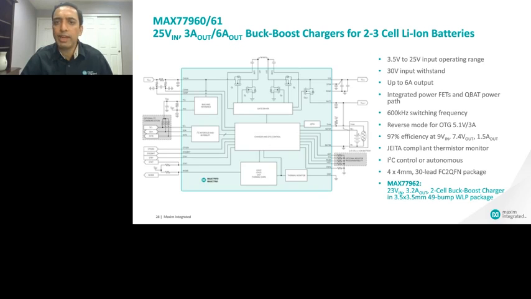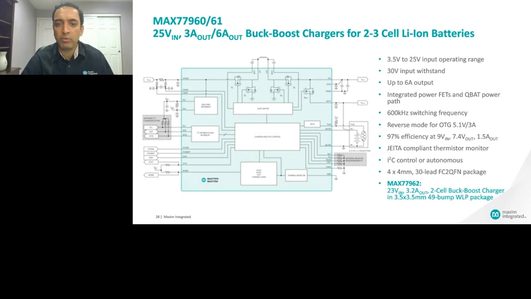So then looking at some of the charging solutions, we have a couple of buck boost chargers. These are the MAX 77960 and 961, which have a wide input voltage range, 3 or 6 amps output charging capability, and 2 to 3 cell compatibility. Very high efficiency, 97%. It includes all of the power FETs that are required in this charging application. And it can be configured both through I2C or using an autonomous resistor-based interface.